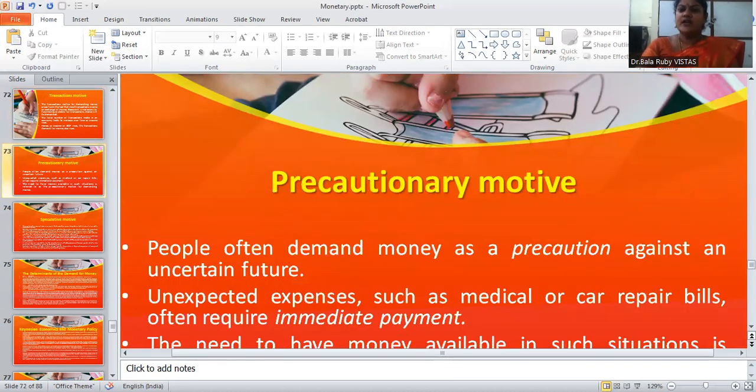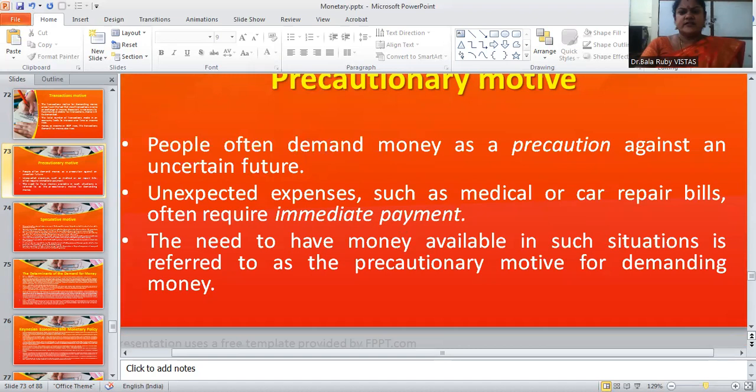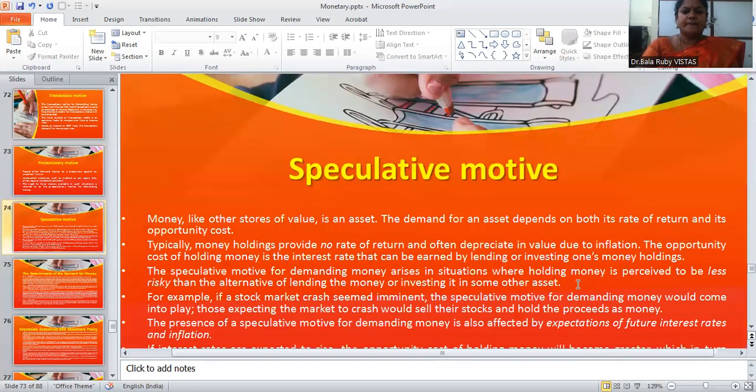Then let's concentrate on the precautionary motive. People often demand money as a precaution against an uncertain future. Due to some unexpected expenses, we need money. For example, it may be some medical expenses, because it is unexpected, or car repair bills. So we cannot expect this type of expenses, and it often requires immediate payment. The need to have money available in such situations is referred to as the precautionary motive for demanding money.